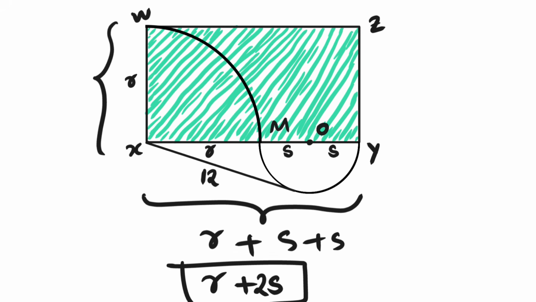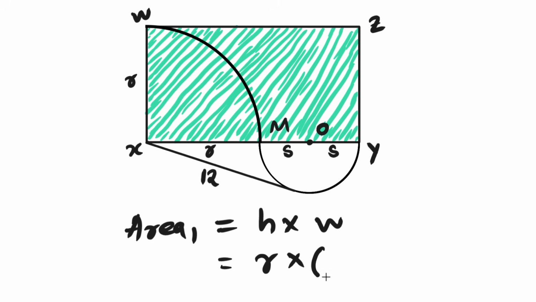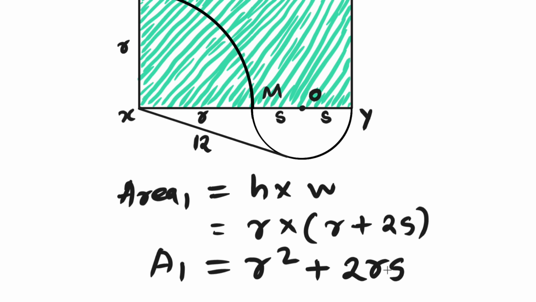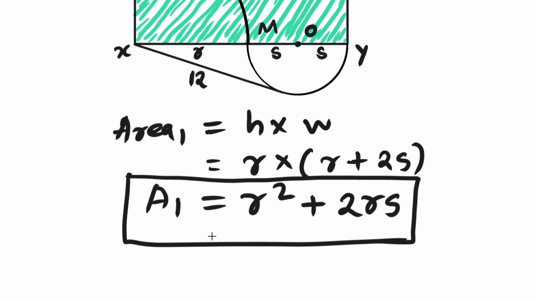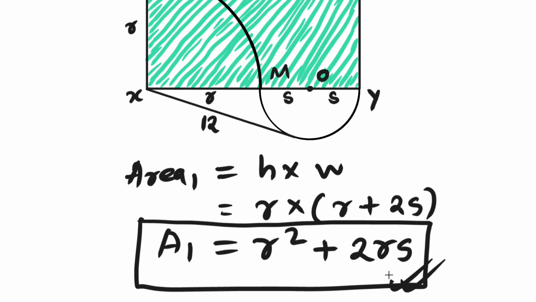Now, let's write the area of the rectangle. Area equals height multiplied by width. The height is r, and the width is r plus 2s. So the area becomes r multiplied by the quantity r plus 2s. Let's expand that expression carefully. r multiplied by r gives r squared, and r multiplied by 2s gives 2rs. Therefore, the area of the rectangle is r squared plus 2rs. Keep that expression in mind because it will become very important in a moment.